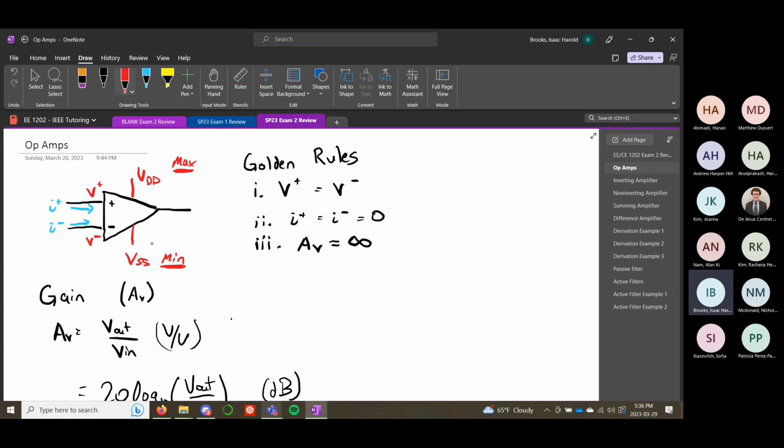They don't just amplify a signal. You need to have that maximum and minimum voltage, and it'll amplify it within that range. So again, these are the 3 golden rules, and we'll get back to those.